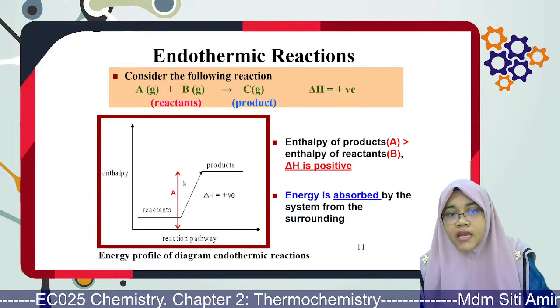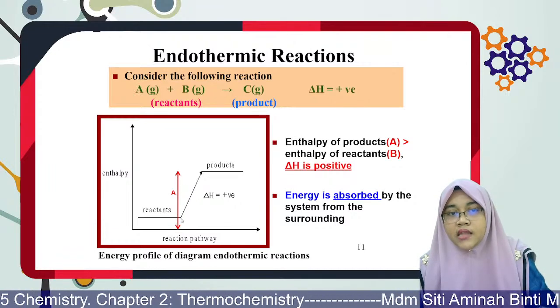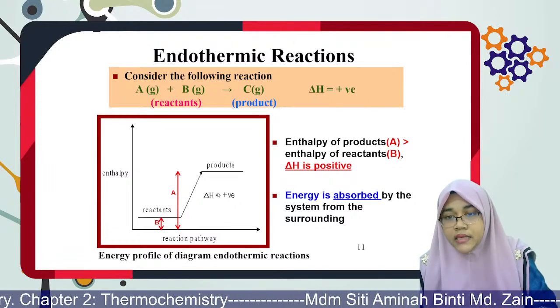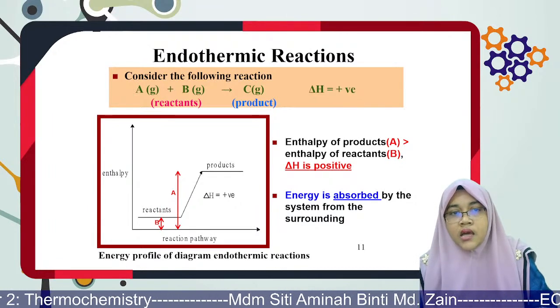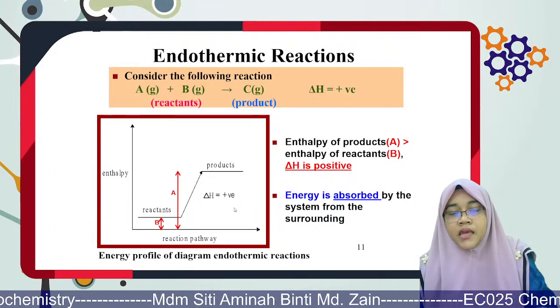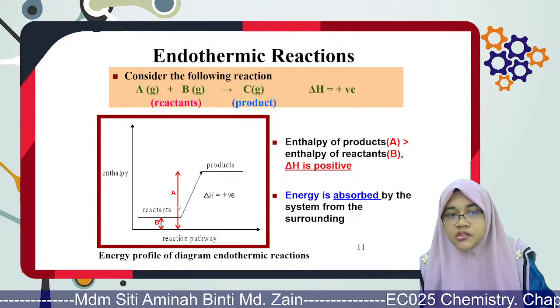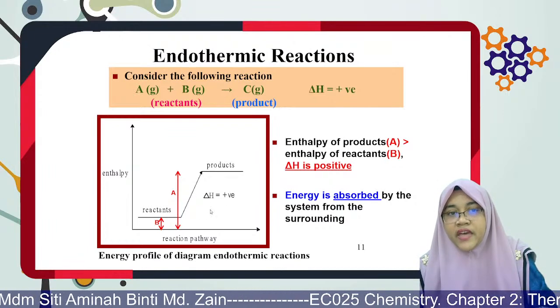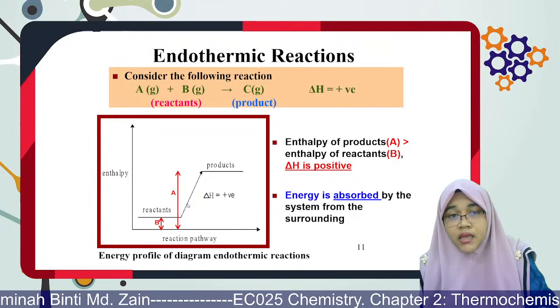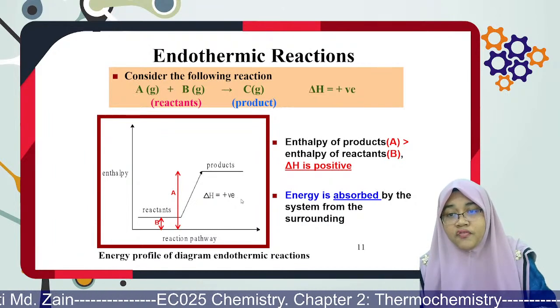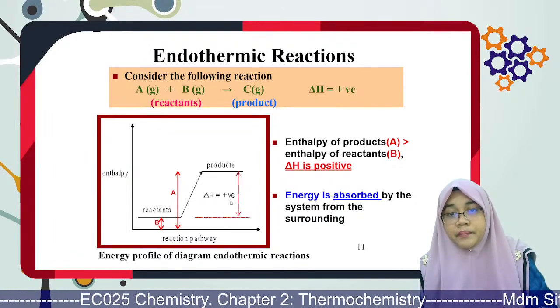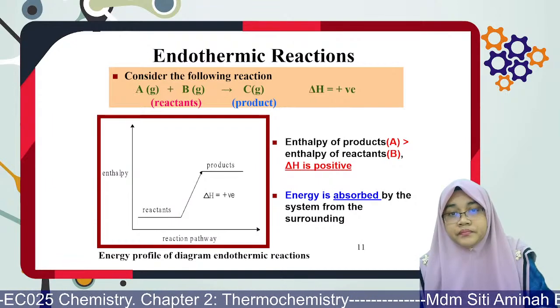So this A shows the enthalpy of the product, and B is the enthalpy of the reactant. So A minus B is delta H. It shows the enthalpy that the reactant has to absorb in order to form a product.